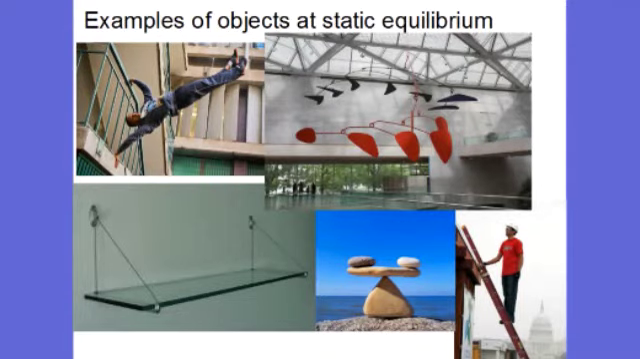Here we see a collection of photos of many objects that are also at static equilibrium. Remember, for equilibrium, they have to have constant angular momentum and constant linear momentum, but specifically for static equilibrium, that constant has to be zero. So here we see in all these pictures, nothing is moving linearly or angularly.